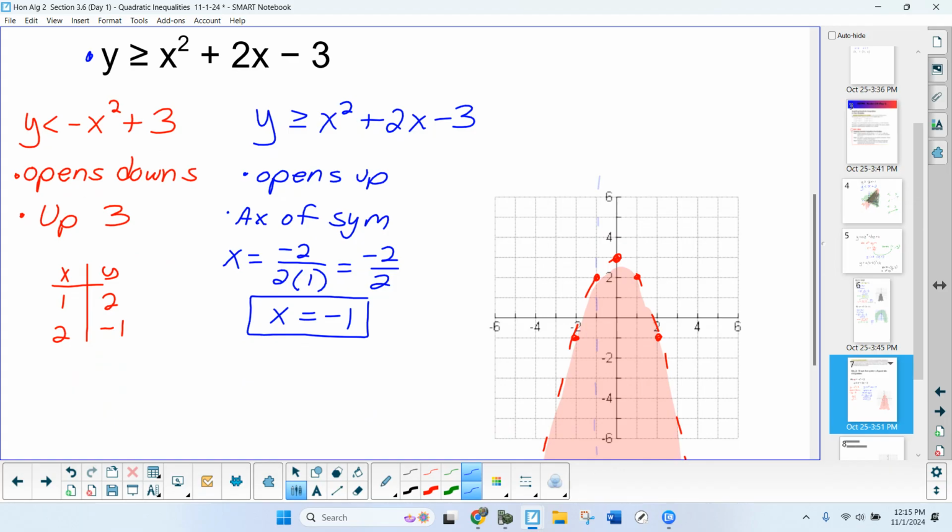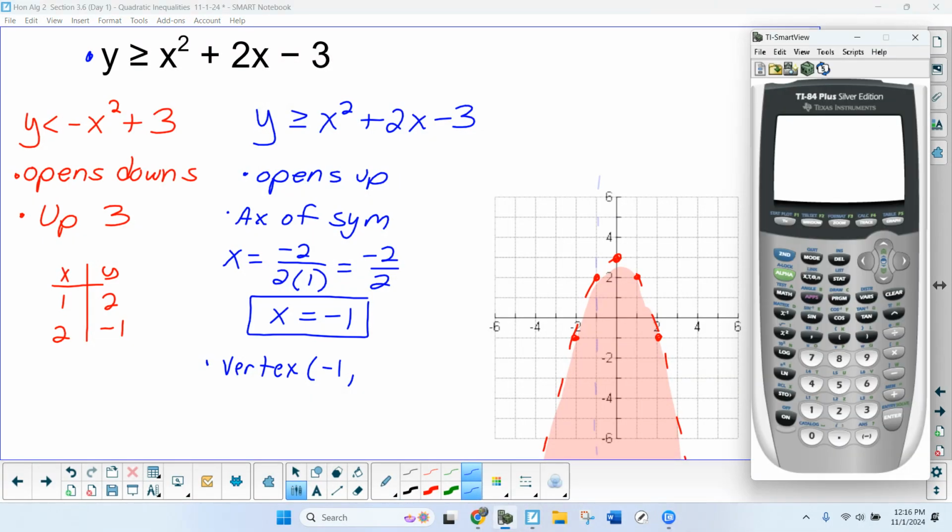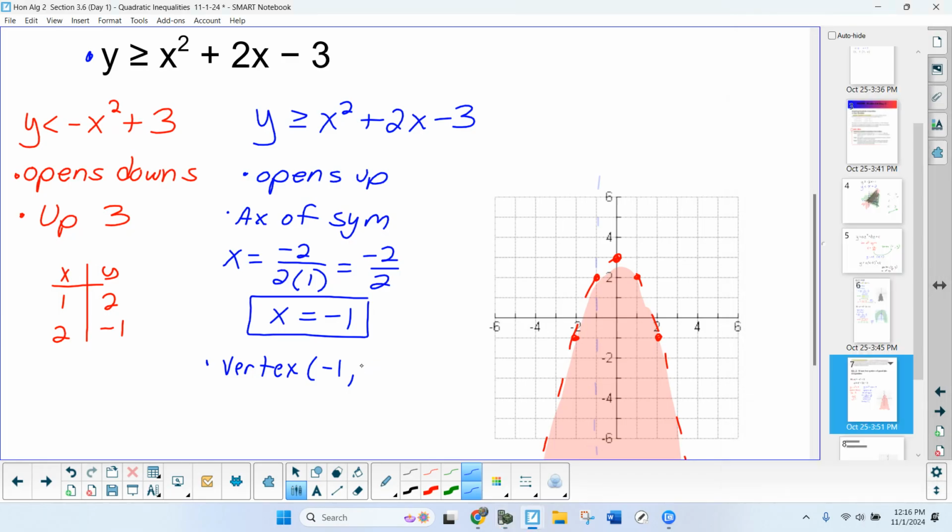How do I find the vertex? Plug x back in. So I know my vertex is -1 something. Let's find the something. You must have -1 squared in parentheses when you square it, plus 2 times -1 minus 3, or do it in your head. -1 squared is 1. 2 times -1 is -2. Minus 3, what'd you guys all get? Should have got -4. Did you guys get -4? So my vertex is -1, -4.